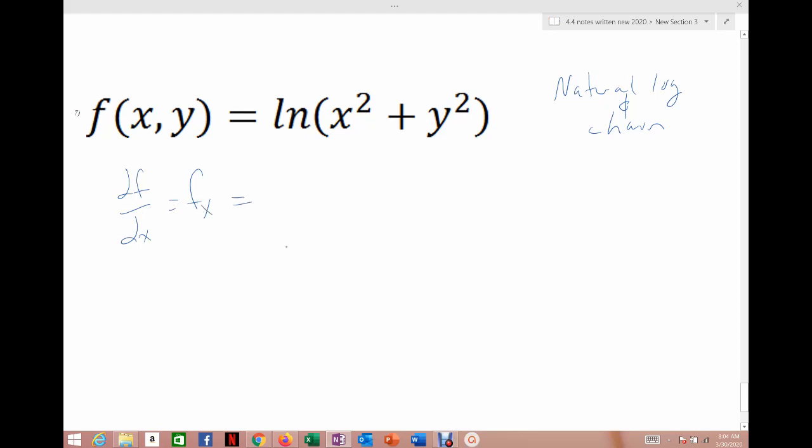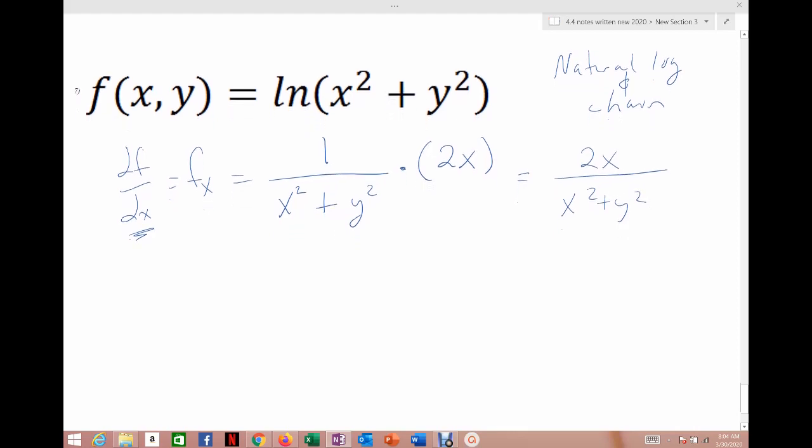Alright, remember the natural log rule is 1 over the function inside times the derivative of the function inside, and this time I have to pay attention to which variable I'm taking the derivative of. So first step is 1 over what's inside. So 1 over x squared plus y squared. But I'm not done, right? Chain rule, I take the derivative of the inside. This is where it matters which variable I'm looking at. I take the derivative of the inside with respect to x. Well, I'm taking the derivative of x squared, so I get 2x. Y squared zeroes out. You usually write this as a single fraction, so it would be 2x over x squared plus y squared. And there would be my derivative with respect to x.